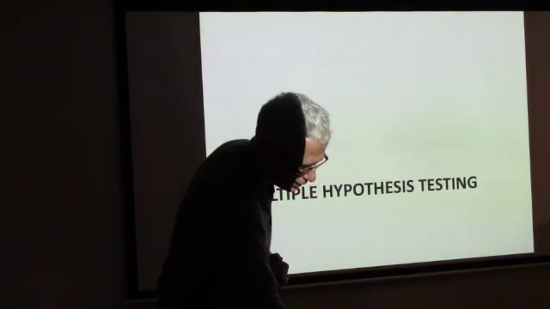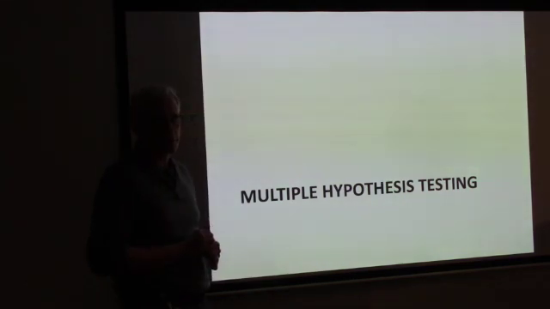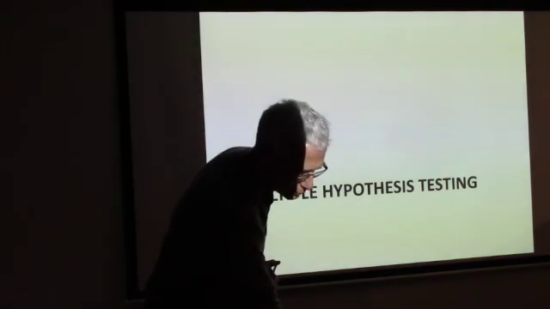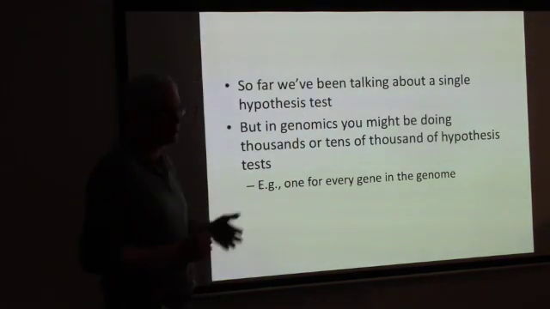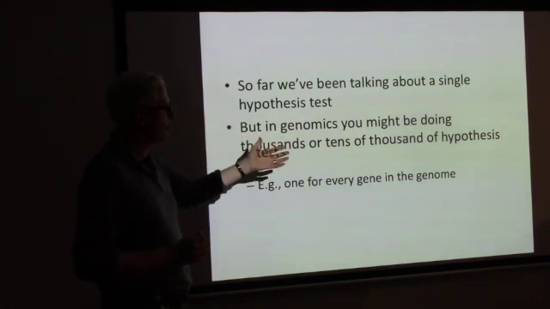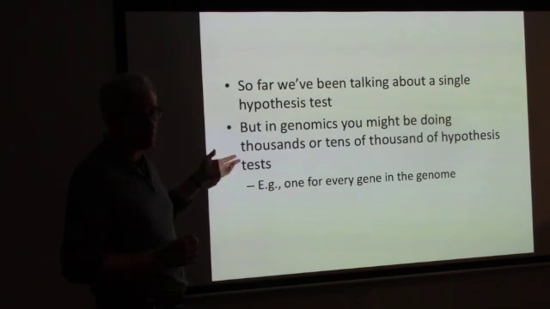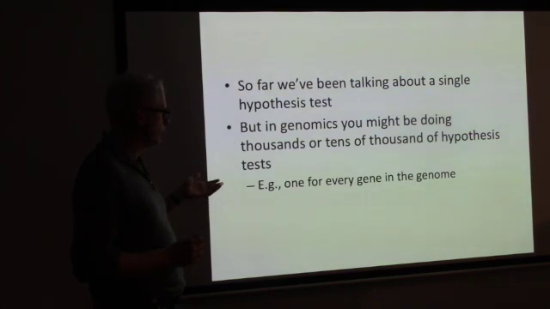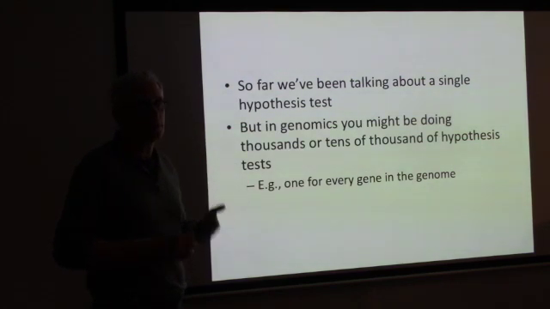Okay. Now, multiple hypothesis testing. So far, we've been talking about a single hypothesis test. But in genomics, you might be doing thousands or tens of thousands of hypothesis tests. For example, you might do one for each gene in the genome, so then you'd be doing 22,000 hypothesis tests.